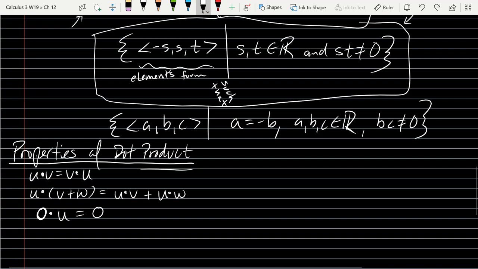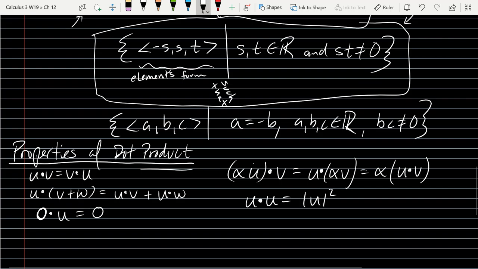So we can do scalar multiplication too. Alpha u dot v, you can move the scalar around, so you can write this as u dot alpha v. You can also factor the alpha outside and do the dot product first and then multiply by alpha at the end. And last up, a vector dot producting with itself is the magnitude squared, because in a dot product, you're multiplying the first coordinates, same as squaring the first coordinate. Then you're multiplying the second coordinates, the same as squaring the second coordinate, et cetera. The only thing missing on the magnitude is the square root. So it's the magnitude squared.